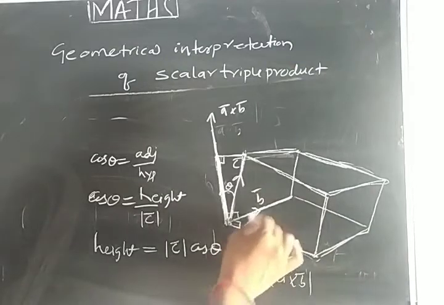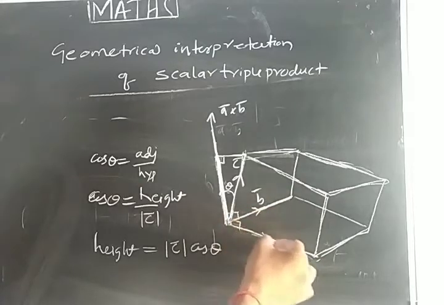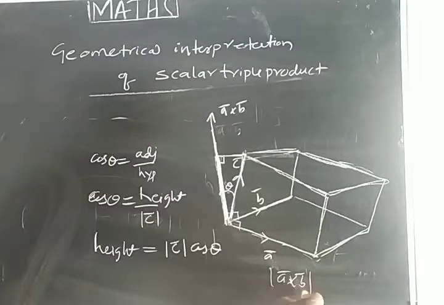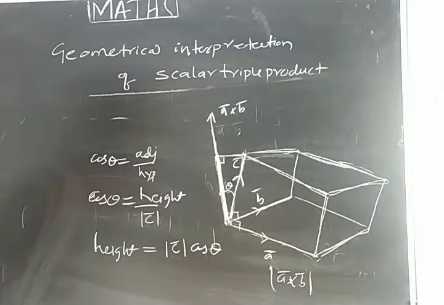If you have two adjacent edges of a parallelogram, by taking the modulus of the cross product, it will give the area of the parallelogram. This is the area of the bottom. What is the height? Already we got the height. So multiply both, and you will get the volume of the parallelepiped. Right? Now, this is the height.